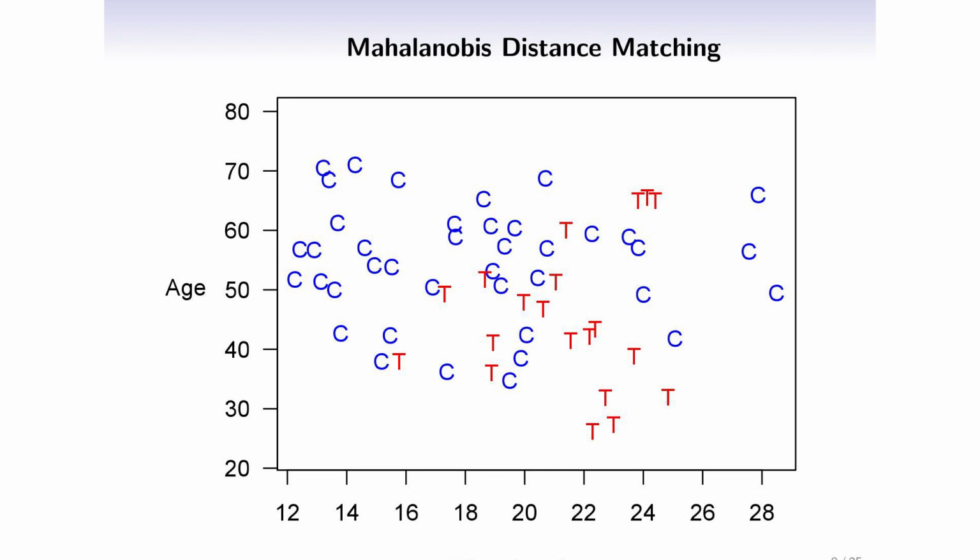Anyway, we have treated units and control units. What we're going to do now, in the space of the pretreatment confounders, which in the simple case is just age and education, is take each treated unit and find the nearest control, nearest measured as the Mahalanobis distance. So what's the nearest control to this treated unit? It's here. What's the nearest control to this treated unit? It's here, et cetera. So that's how that works.